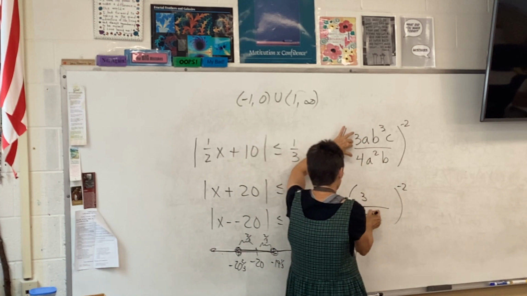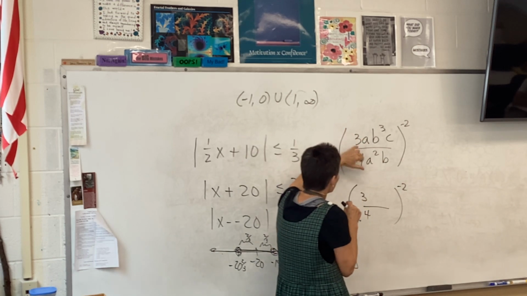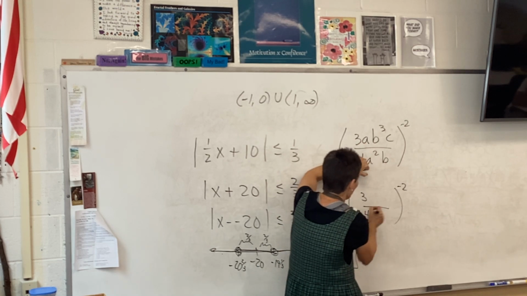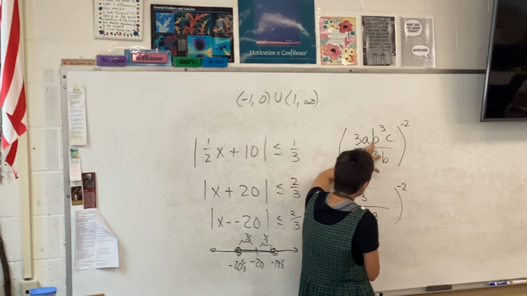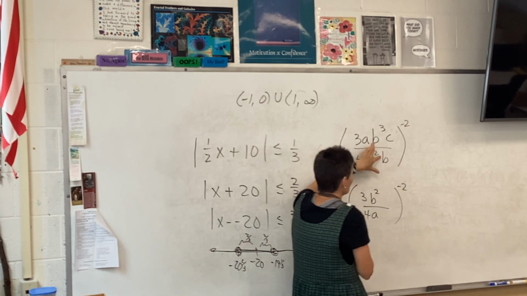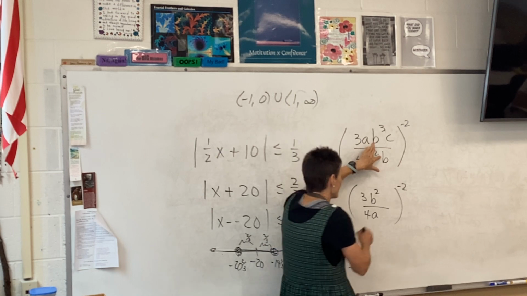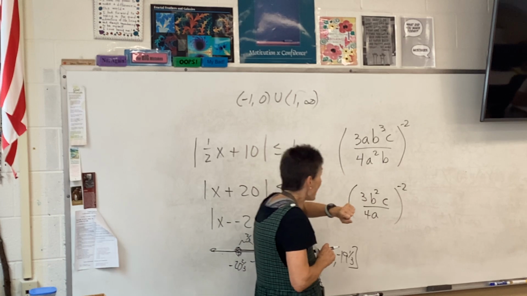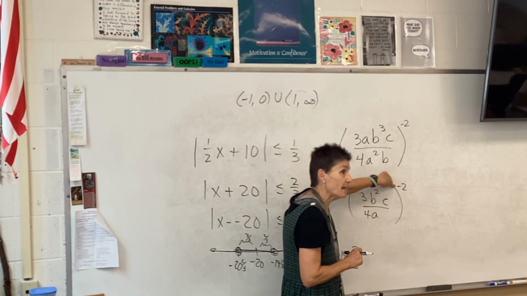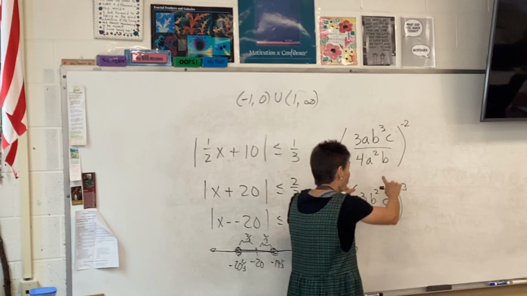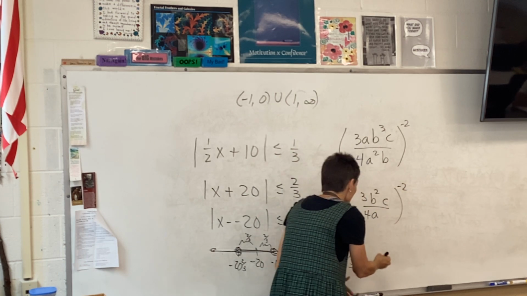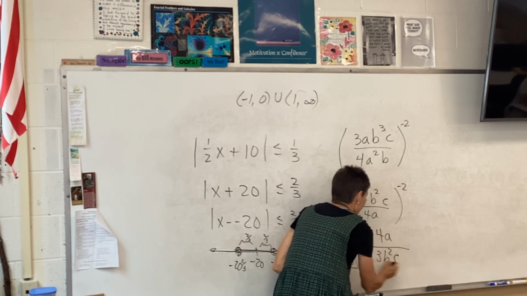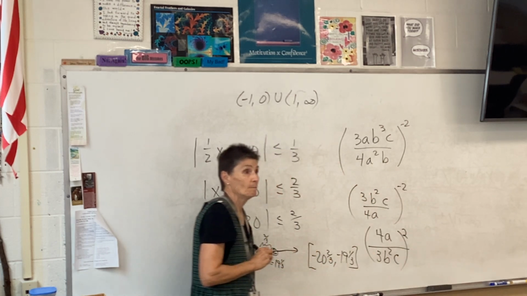So my 3 and my 4, nothing can happen to. My A's will cancel and leave me with an A on the bottom. My B's will cancel and leave me with 2 of them on the top. And my C is just there. Now I notice that that's a negative exponent on a fraction. So that's going to turn the fraction over. And then the exponent becomes positive.